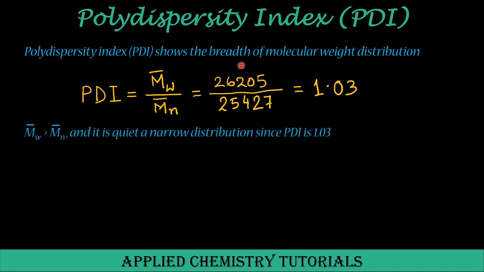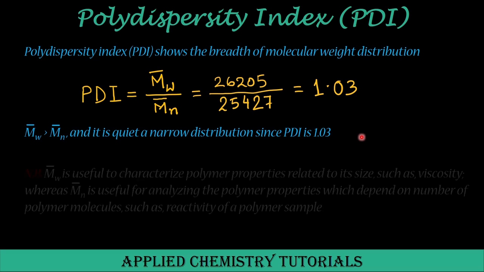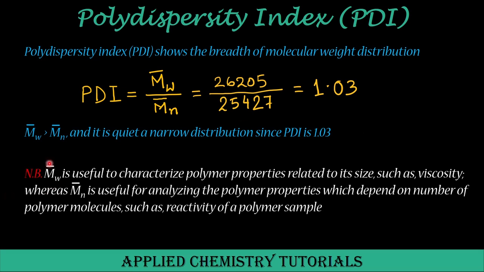So we can clearly see that weight average molecular weight is greater than number average molecular weight, as we have also shown in the Gaussian distribution of the polymer molecular weight, and it also has a PDI value of only 1.03, which represents a very narrow distribution. Please note that Mw bar, or weight average molecular weight, is useful to characterize polymer properties related to its size, such as viscosity, whereas number average molecular weight, or Mn bar, is useful for analyzing the polymer properties which depend on the number of polymer molecules, such as reactivity of a polymer sample.